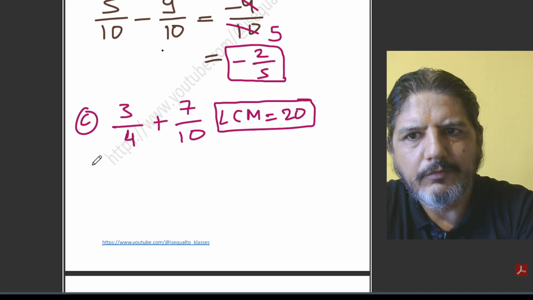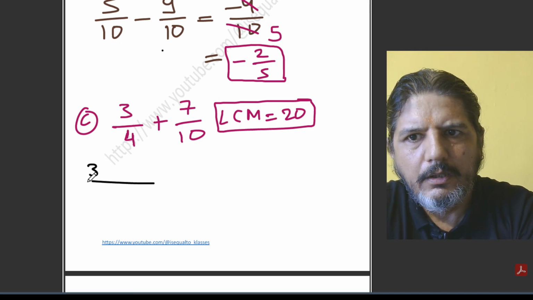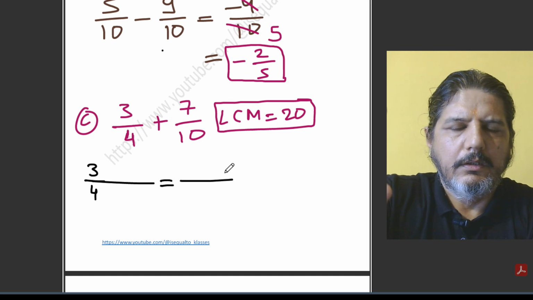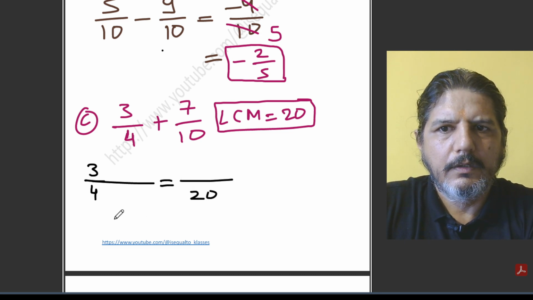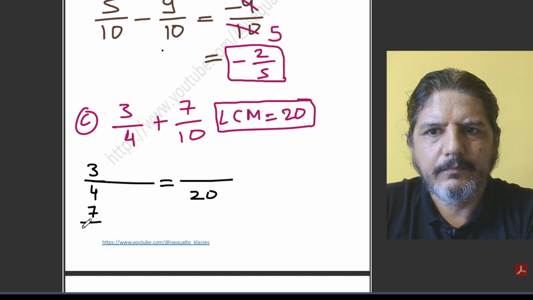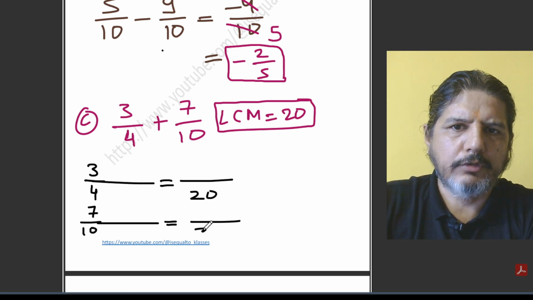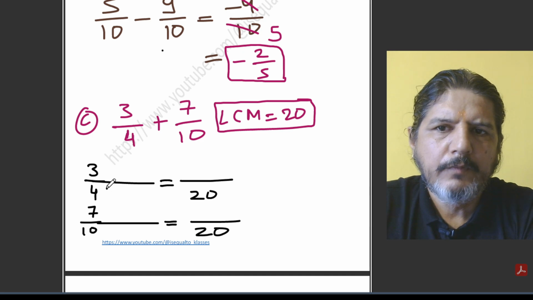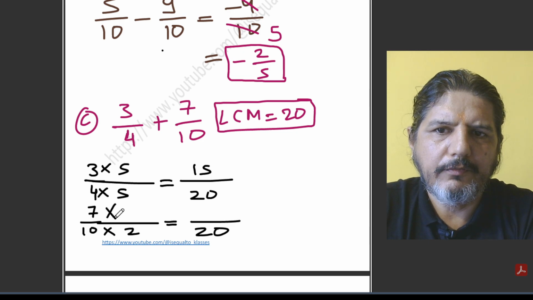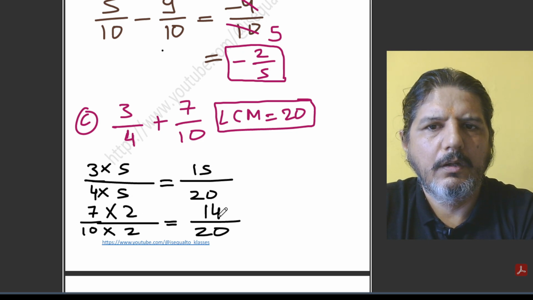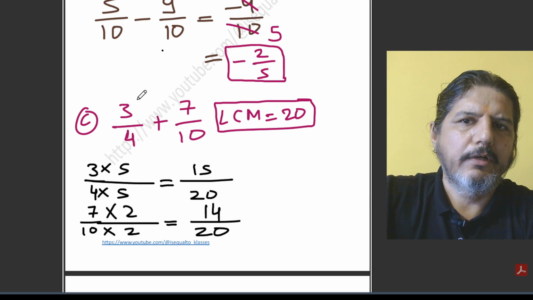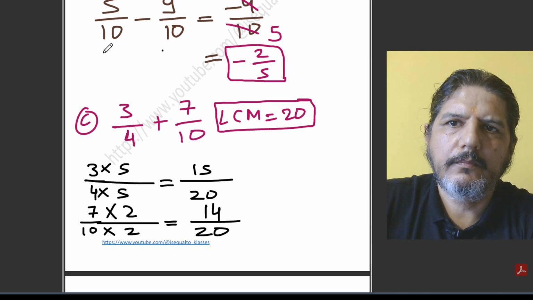So basically I have to convert 3 by 4 into such a form so that the denominator is 20. Similarly, I'll take 7 by 10 and I have to convert it into a fraction so that its denominator is 20. So 4 5s are 20 and therefore 3 5s are 15. 10 2s are 20, so 7 2s are 14. So 15 by 20 is the equivalent fraction of 3 by 4.